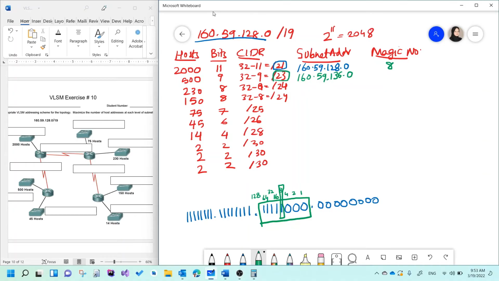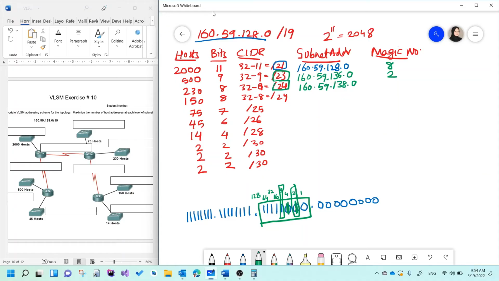Okay, now this CIDR is 23. We had 21 first, so 22, 23. Now the last one is at the second bit position. So that means your magic number is 2, and you need to add 2 in the third octet because that's where we are currently. So 160.59.138.0.